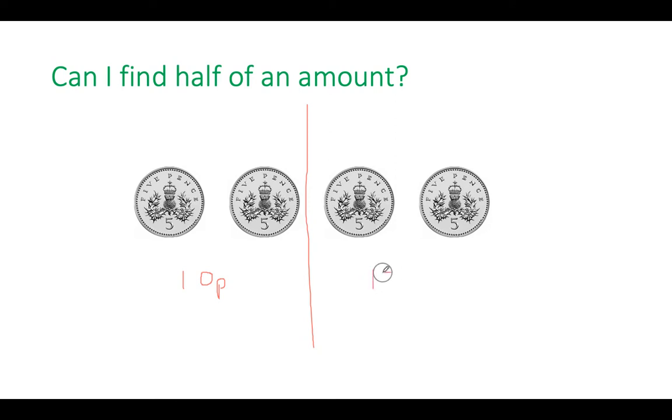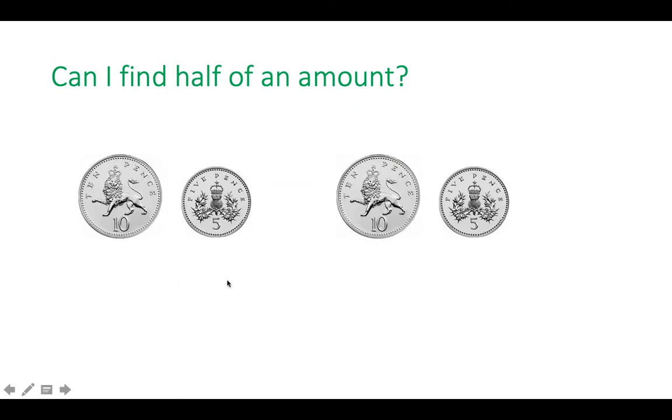Okay, how much did we start off with altogether? We started off with 5, 10, 15, 20. So we had 20p. We split it in half. So half of 20p is 10p. Fantastic.